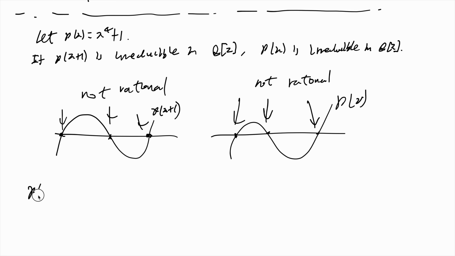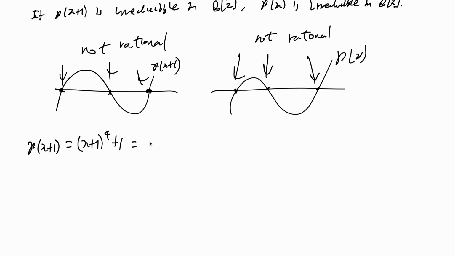So p of x plus 1 is equal to x plus 1 to the power of 4 plus 1, and this is equal to x to the power of 4 plus, let's use the binomial theorem, 4 choose 1 x cubed plus 6 x squared plus 4 x plus 1 plus 1, so plus 2.